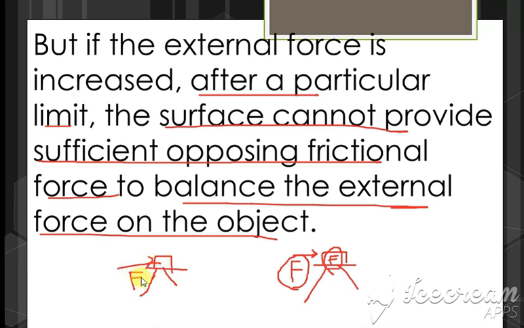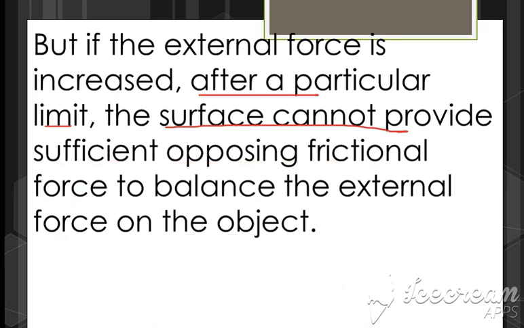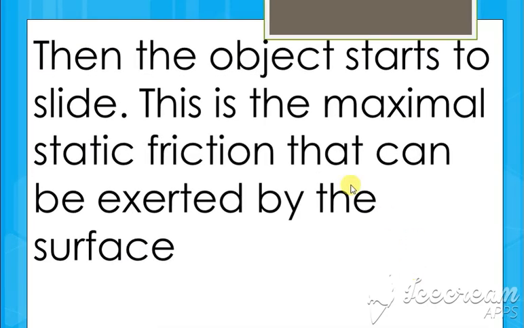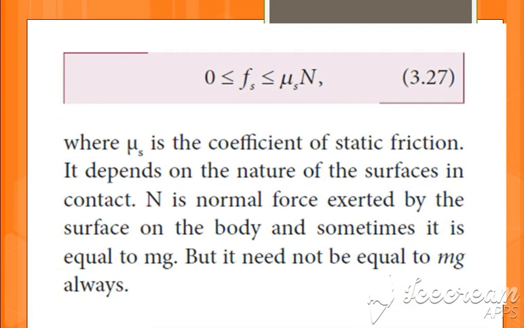If the external force you are applying is greater, so if we give a lot of external force, what happens? This object moves, okay, when there is sufficient opposing frictional force. That is said to be the static friction. Static friction is when the object is at rest and you are applying an external force, then the object starts to slide, and this is the maximal static friction that can be exerted by the surface.